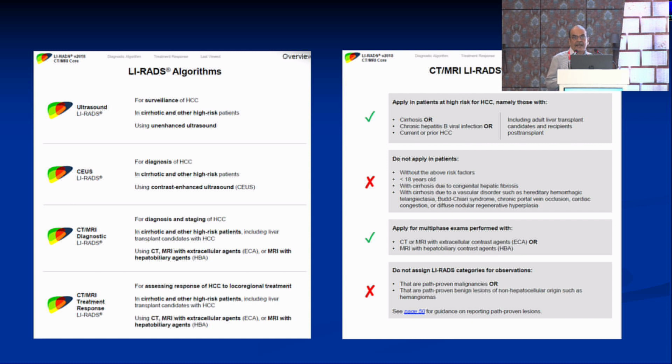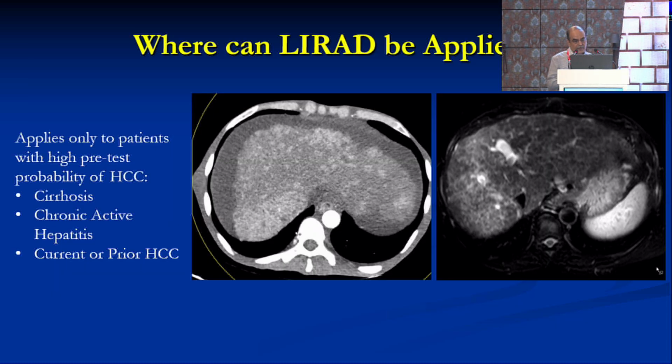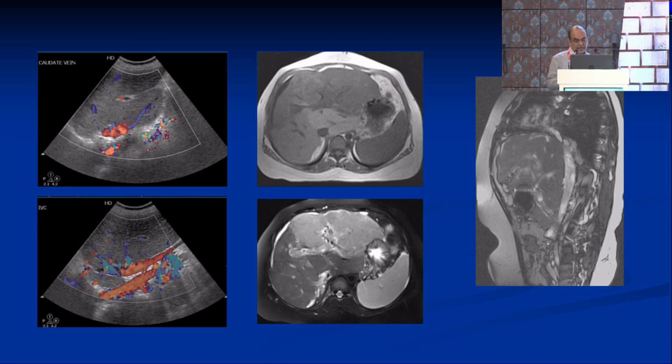And remember, we apply it typically in patients who are at high risk of developing HCC. We do not apply it in the pediatric population and also not in patients with Budd-Chiari syndrome. So we can apply it in patients who have these kind of nodules in the liver, patients with cirrhosis, chronic active hepatitis, and with current or prior HCC.